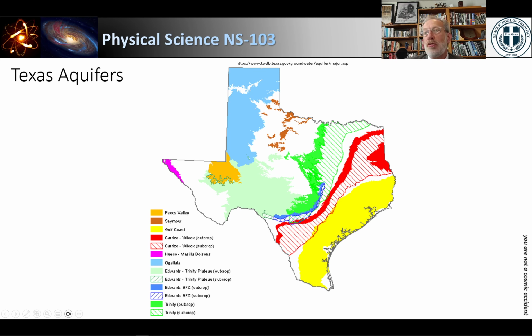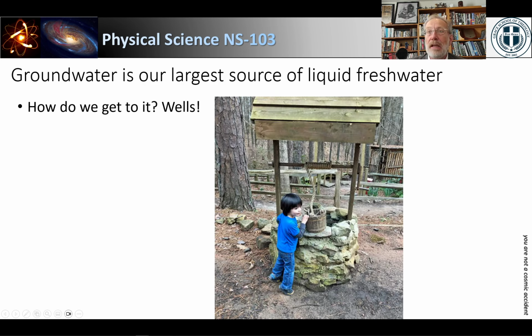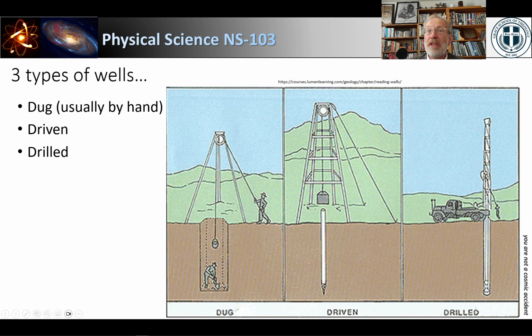So if that's a huge source of fresh water, how in the world do we get to it? Well, we dig wells. Not sure if you know, but there are actually three types of wells. Those that are dug by hand, those that are driven, as shown by this picture here, where you just take a pipe and basically pound it down in, or the mechanized version of digging by hand, which is drilled. So that's three different ways that wells are created.